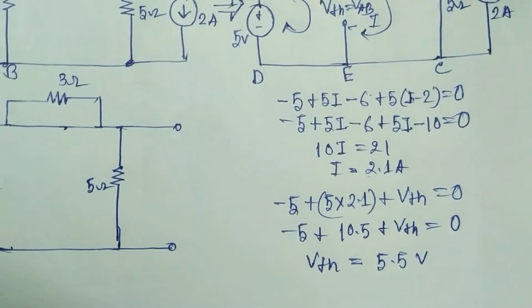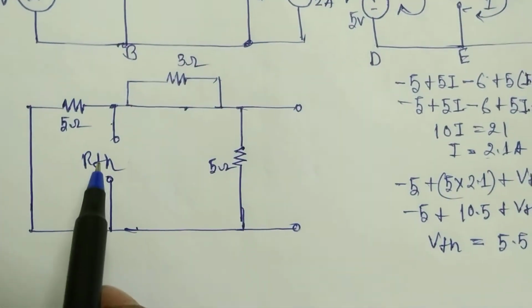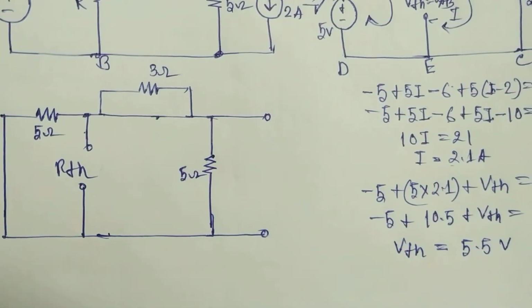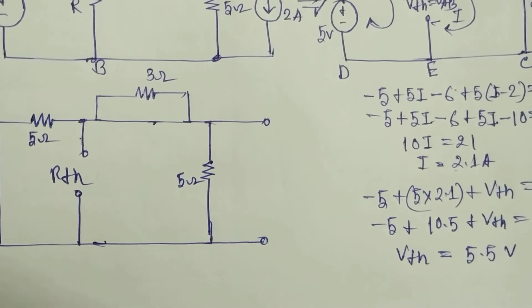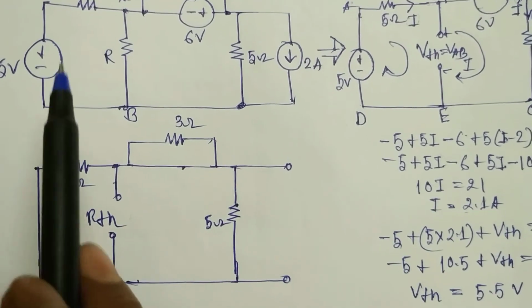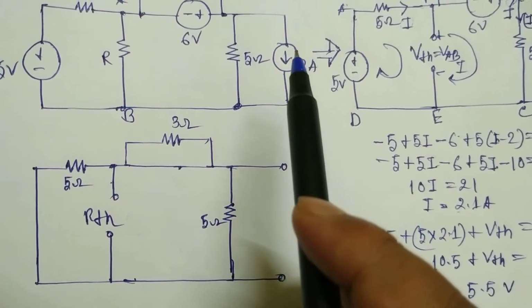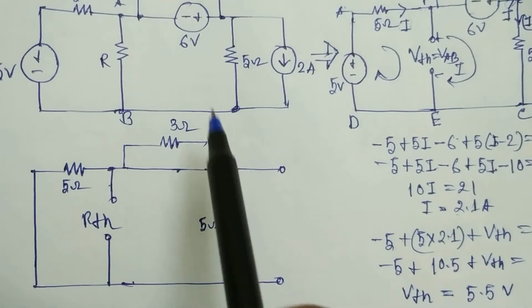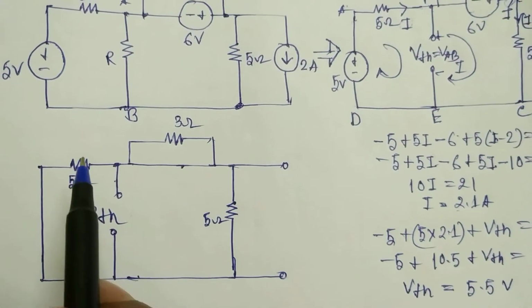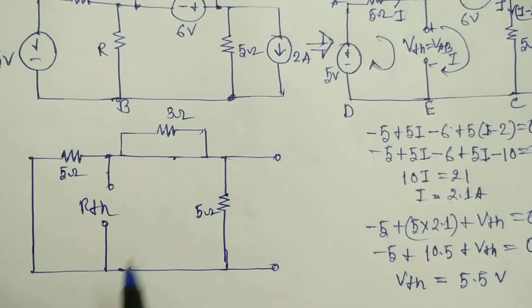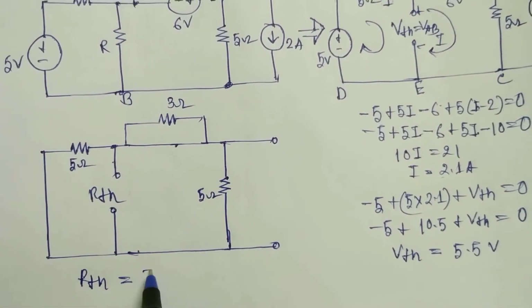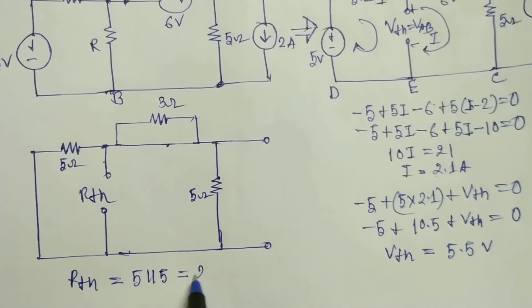Now we have to find the value of RTH. I have already simplified the circuit. When we find RTH, all sources are deactivated. The voltage source is deactivated by a short circuit, and the current source is deactivated by an open circuit. The 6 volt source will also be a short circuit, and in this circuit the 5 ohm and 5 ohm are connected in parallel, so RTH will be 5 parallel 5, which is 2.5.